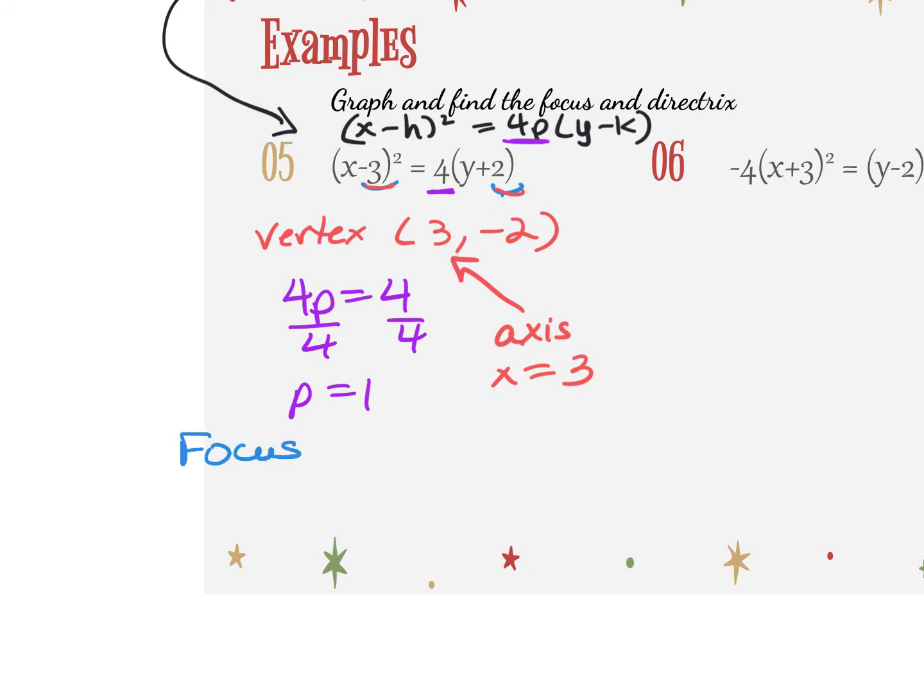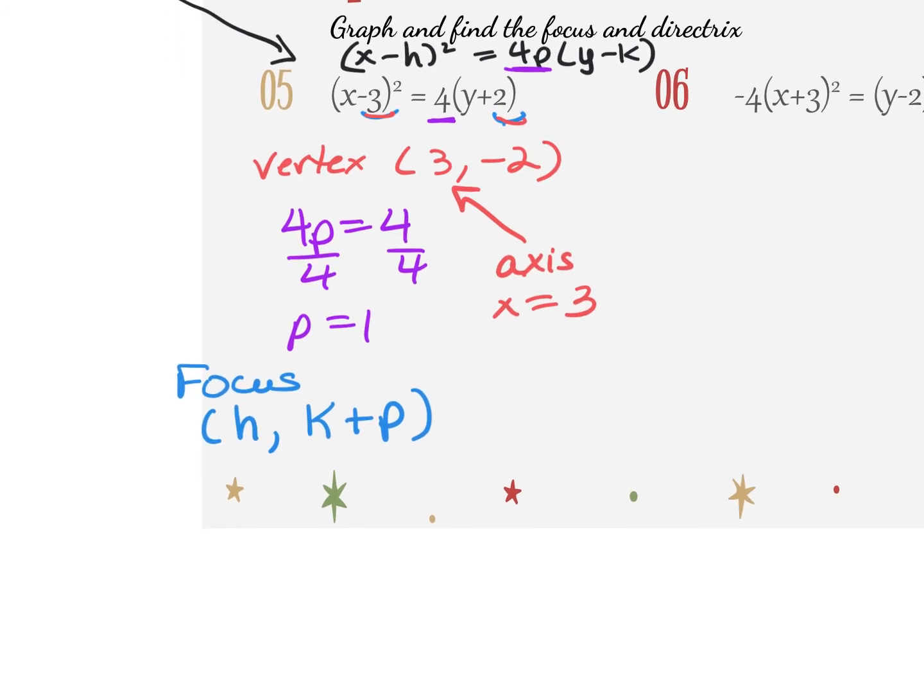this time it's not (0, p) or (p, 0), because now the vertex is not (0, 0). So now when it's an x squared, my focus is going to be whatever h is, and then the k plus the p-value. So for my focus here, my h was 3, my k is negative 2, and my p-value was 1. So my focus point is at (3, -1). You have to add the p to the vertex.